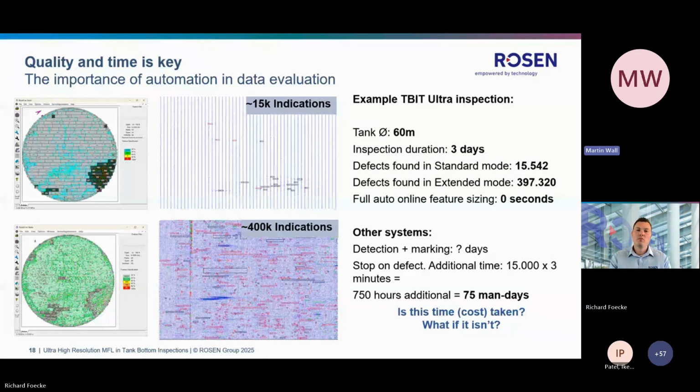Great, thanks, Richard. Next question from Michael Sim. How does moisture affect the data? Moisture itself doesn't really have an influence on the data. Typically when there's moisture, there's also accumulated rust in these areas, and this could potentially have an influence on the data.